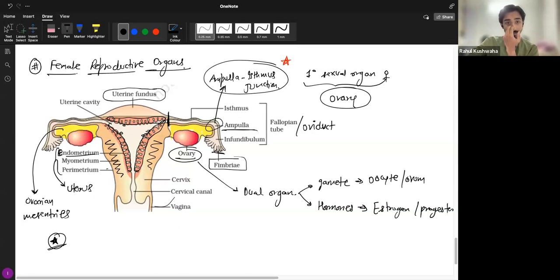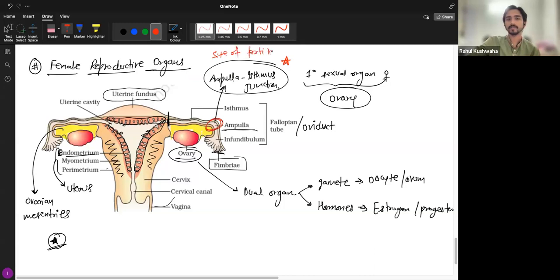So just for Rabia, I'm repeating this. Rabia, do you see this ampulla isthmus junction I have marked? I'm using this red color. So this region, the ampulla isthmus junction in the fallopian tube, is the site of fertilization. Is that okay?